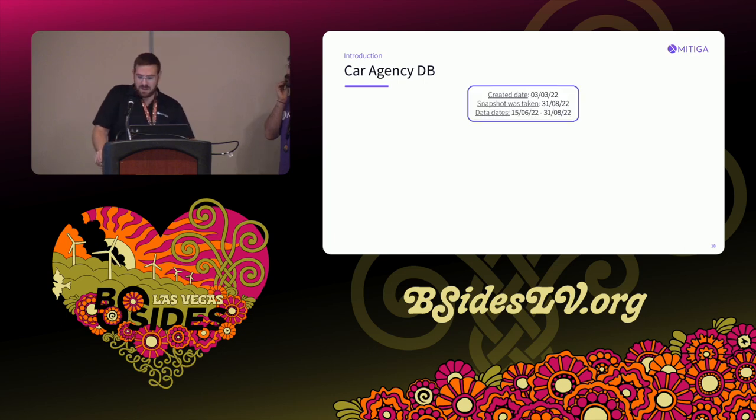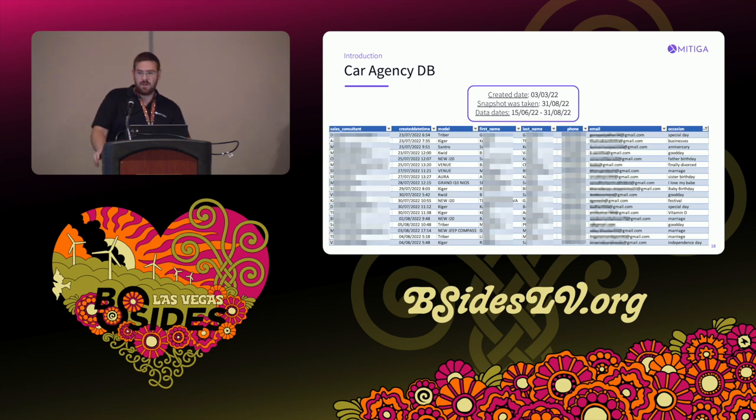The first example is a snapshot that was exposed all the research month. The DB was created in March 22. The snapshot was taken in August 22. And this DB looks like a car agency DB. This table, for example, looks like a car rental orders table. Each row is an order. And as you can see, each row contains full name, phone, email, car model, date, sales consultant name, and the occasion. For example, father's birthday, marriage, festival, and so on.